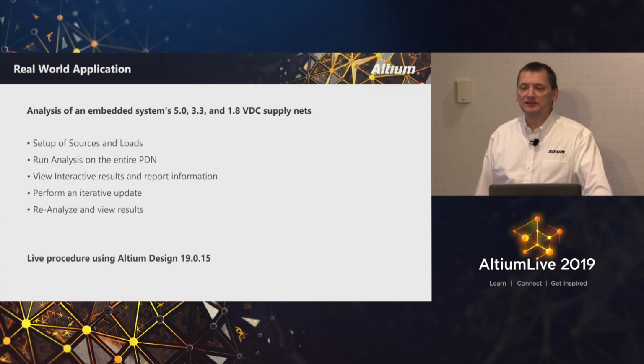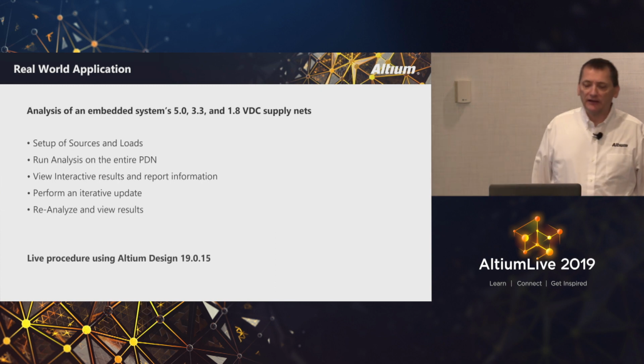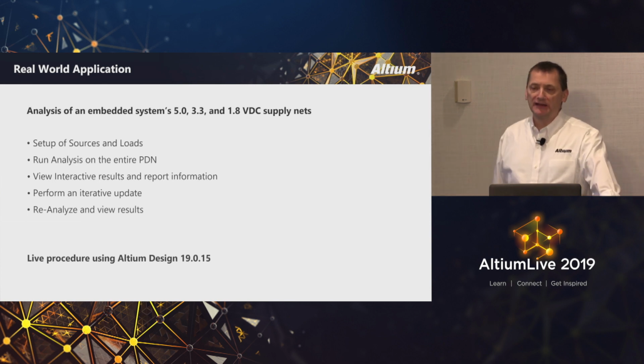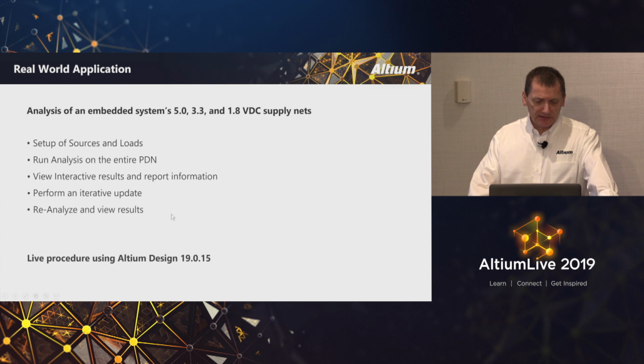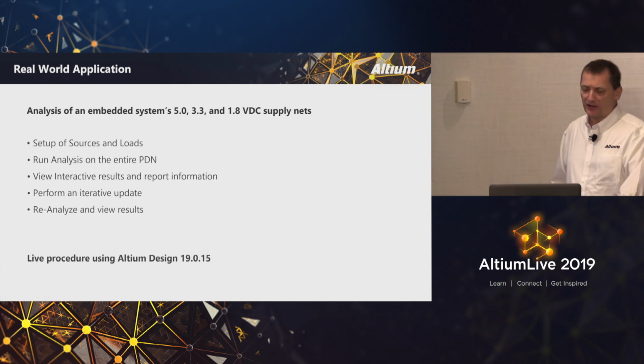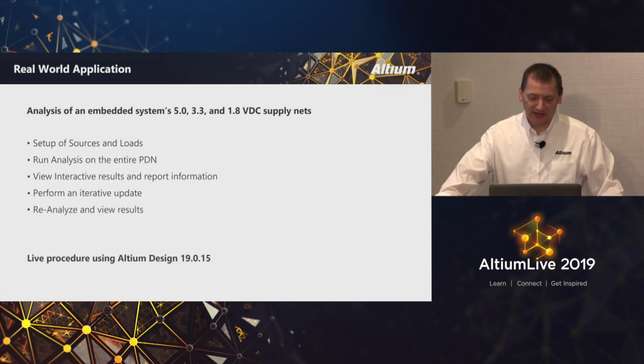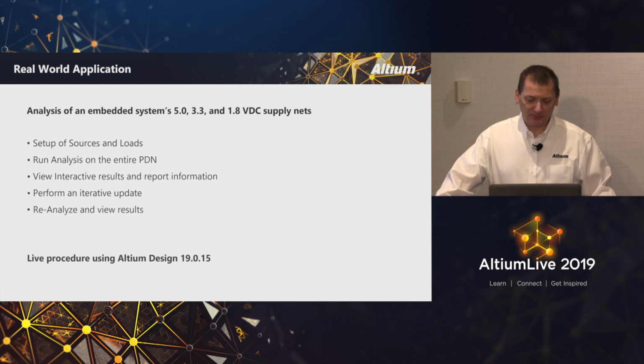Then we can do an update. So if we find any problems, we can make a change in the layout, and then rerun the analysis and see if we've corrected an issue. I'm doing this on Designer 19.0.15. I just want to mention that in case any of you want to try this out and do an evaluation. The later versions work.